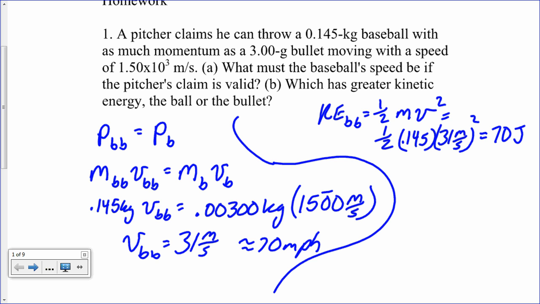All right, and then the kinetic energy of the bullet, which is 1/2 times the mass of the bullet times the velocity of the bullet squared, 1,500 meters per second squared. I get 3,400 joules. So see, the bullet has a lot more energy than the baseball, even though they both have the same momentum. So that's why it's more deadly.